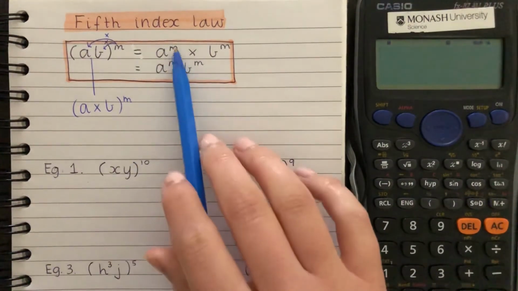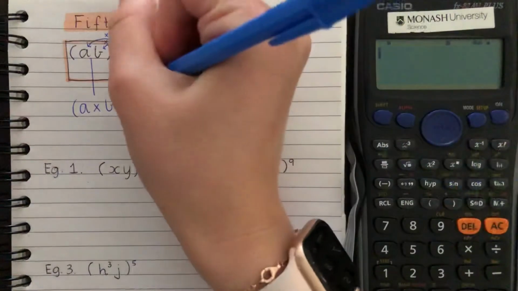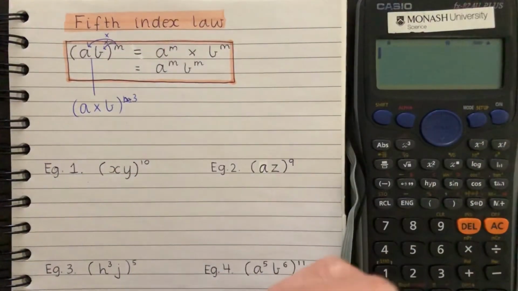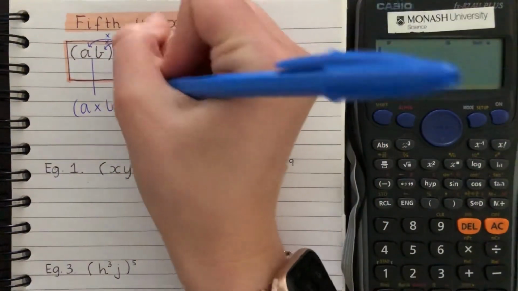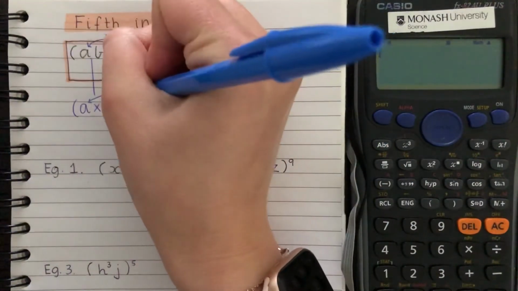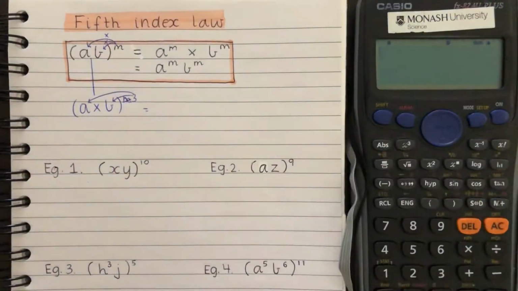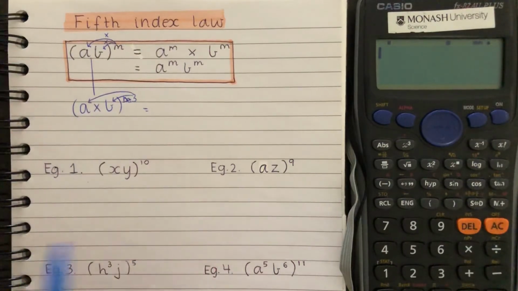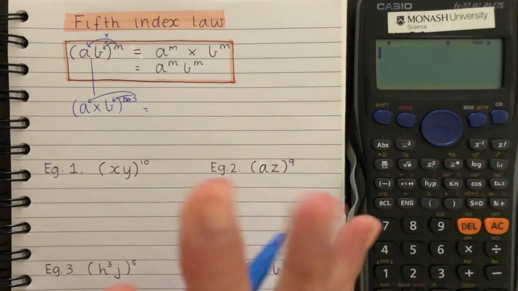So let's just pretend that our M actually equaled 3, let's say as an example. Then the 3 gets multiplied to the top of the A and the B, again, if you want to hear it in simple terms.